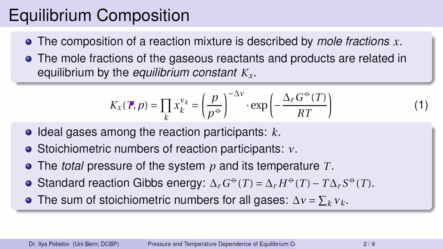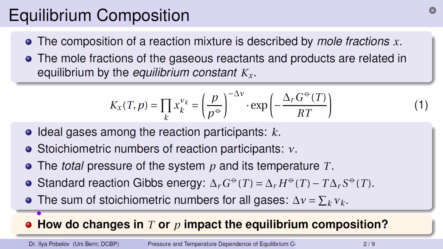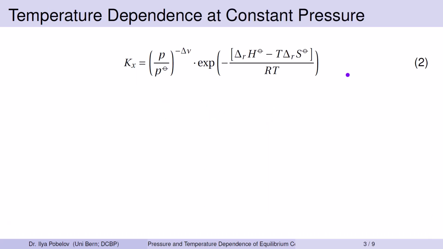The chemical composition of a reaction mixture in equilibrium, as captured by the equilibrium constant Kx, is ultimately a function of externally set temperature and total pressure. In this module, we will explore how changes in temperature or pressure impact the equilibrium composition. To explore how temperature influences the equilibrium composition at constant pressure, let us re-examine the formula for Kx.